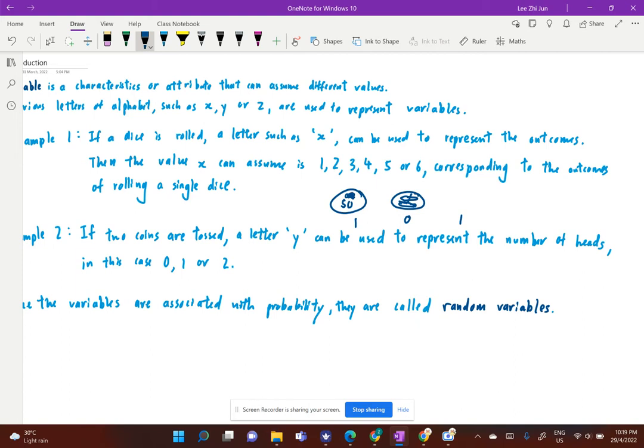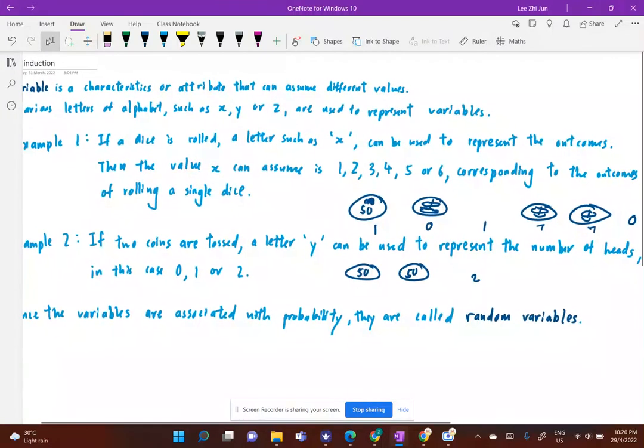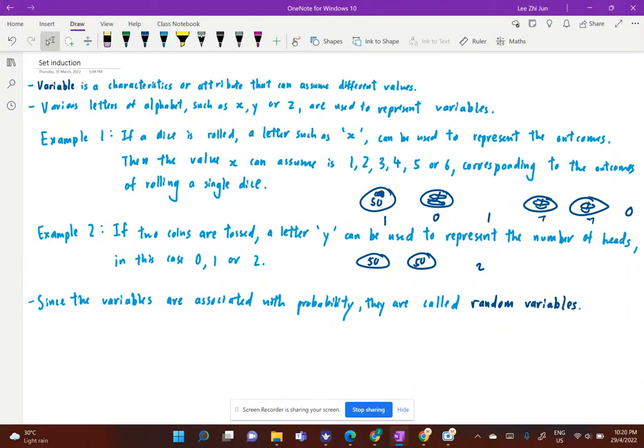Also, if I toss the coin and get the head two times, my outcome will be 2. And inversely, if I toss the coin twice and I get both tails, my outcome will be 0 because there are two tails. Okay. So since the variables are associated with probability, they are called random variables. This is related to probability.